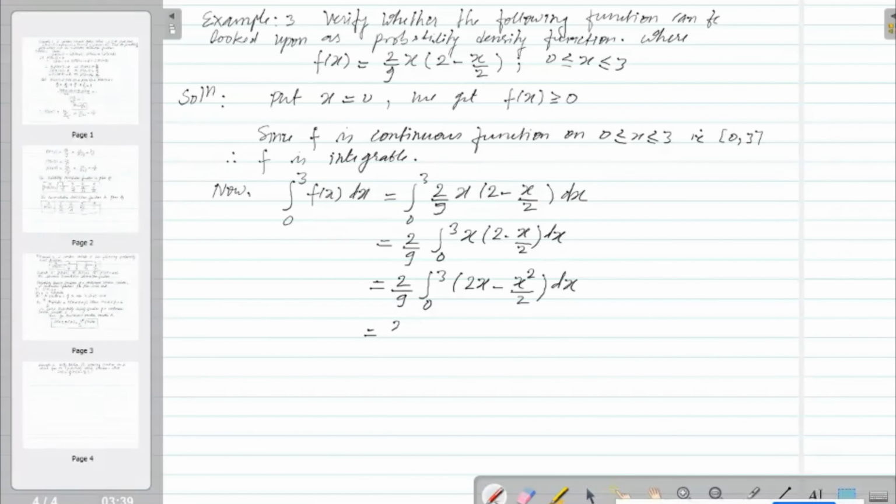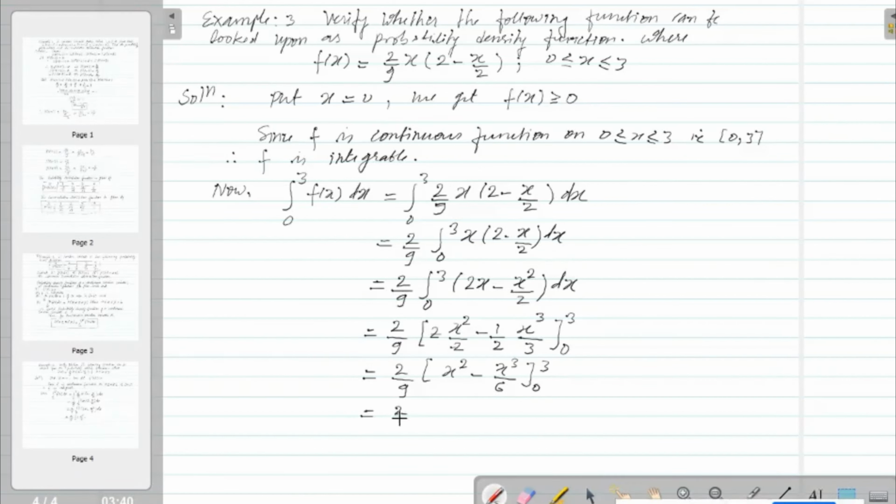Now integrate this, so 2/9 times: 2 as it is, the integration of x is x²/2, minus 1/2, which is a constant taken outside, and the integration of x² is x³/3, and provide the limits 0 to 3. Write this properly: the 2 and 2 cancel, and what remains is x² - x³/6, with limits 0 to 3.